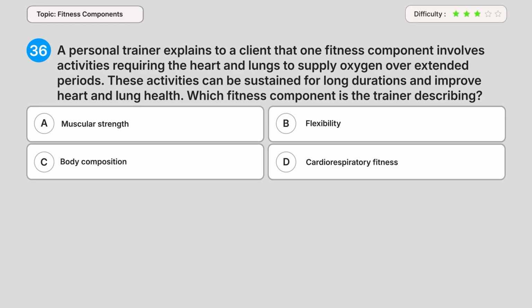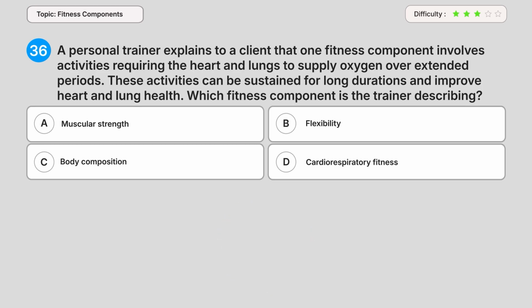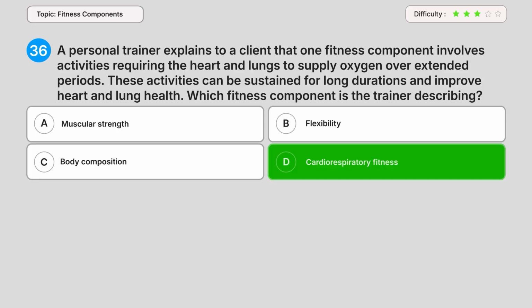A. Muscular strength. B. Flexibility. C. Body composition. D. Cardiorespiratory fitness. Can you guess the answer? Correct answer, D, cardiorespiratory fitness.